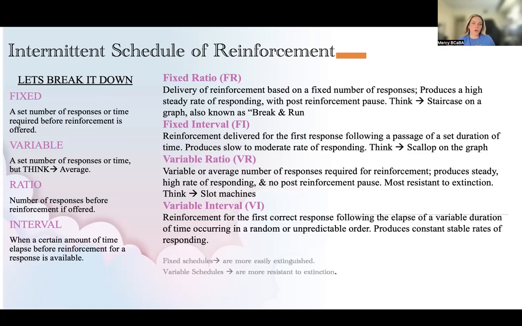Next, we have variable ratio. This is a variable or average number of responses required for reinforcement. This produces a steady, high rate of responding and no post-reinforcement pause. This is the most resistant to extinction. So think slot machines. If you've ever gone to a casino, it's more likely that you're going to keep pressing the button and spending $1 if you've already won maybe $10. You're going to want to keep gaining more dollars.